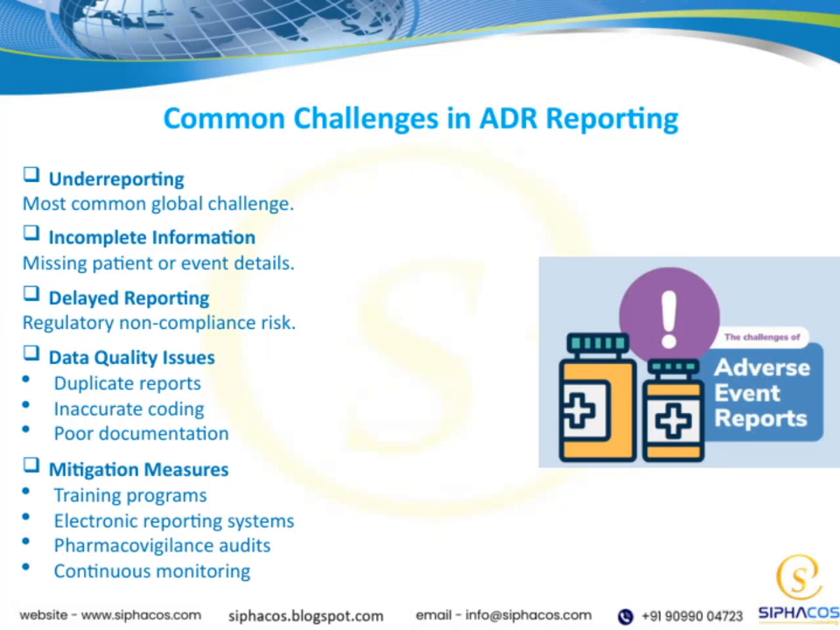When it comes to adverse drug reaction reporting, we face some common challenges. Underreporting is the biggest hurdle worldwide. Many reactions simply don't get reported. Then there's incomplete information, where key patient or event details are missing. Delayed reporting creates risks for regulatory compliance. Data quality issues also pop up: duplicates, inaccurate coding, and poor documentation. To tackle these, we rely on training programs, electronic reporting systems, pharmacovigilance audits, and continuous monitoring. Together, these measures help improve the reliability and timeliness of our reports.